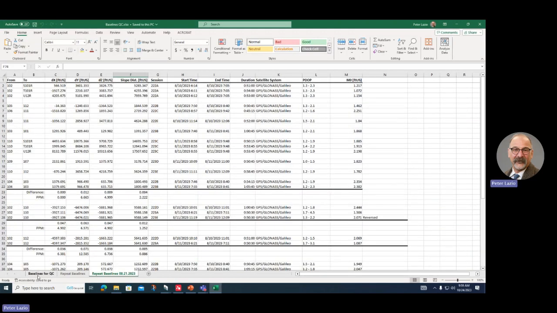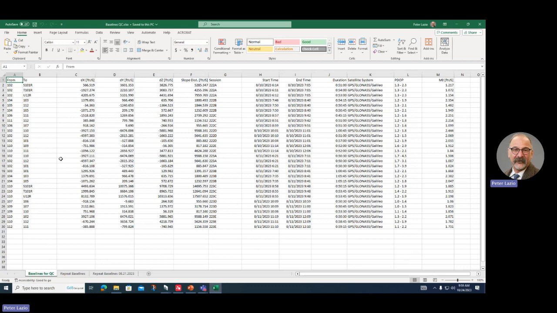Normally what I'll do is bring in all my vectors, and I leave this tab so I can always go back if I need to. You have your from, your to, your dx, dy, dz, your slope distance. I manually put in the session based on the times. The session is 3 digits for the day of the year, and then a letter for each session. So we had 3 baselines per session.